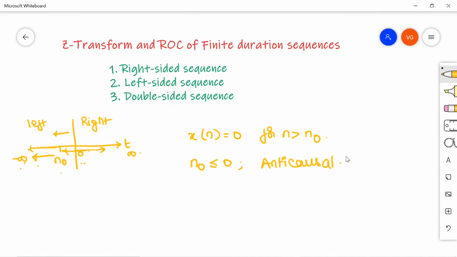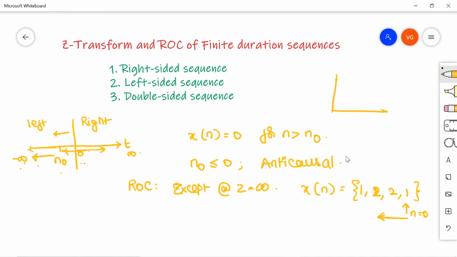Do check. Now, for this type of signals, what is your ROC? Here, ROC is defined as the entire Z plane except at Z is equal to infinity, right? Now, how does the signal look? x of n is equal to, suppose, 1, 2, 2, 1, and this is your signal. See, this is the n is equal to 0 marking. So the entire signal is on the left hand side. See, like this it looks, right? At n is 1, 2, 2, 1. This is 0, minus 1, minus 2, minus 3.